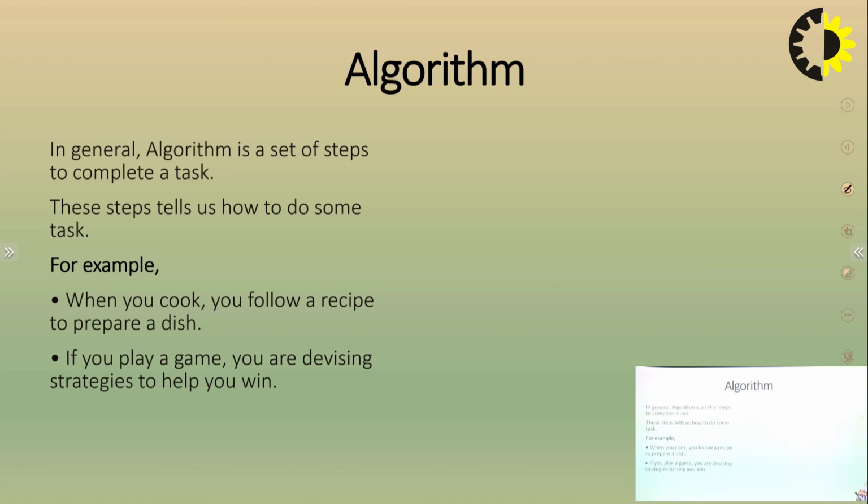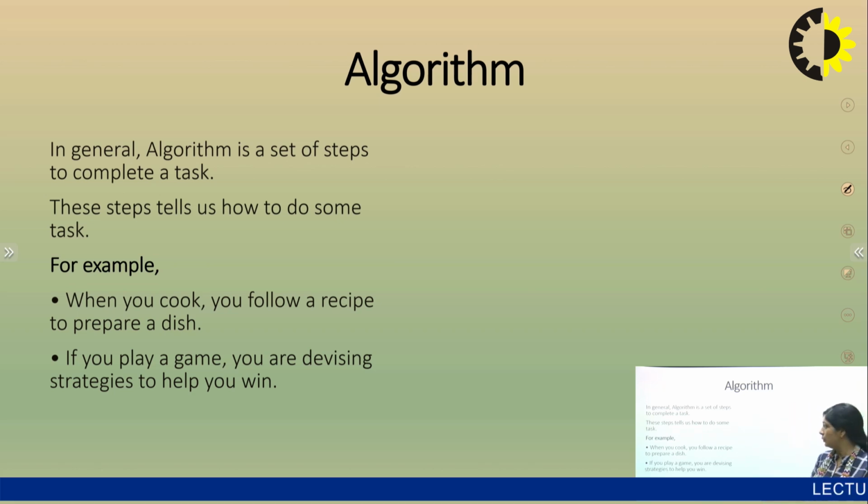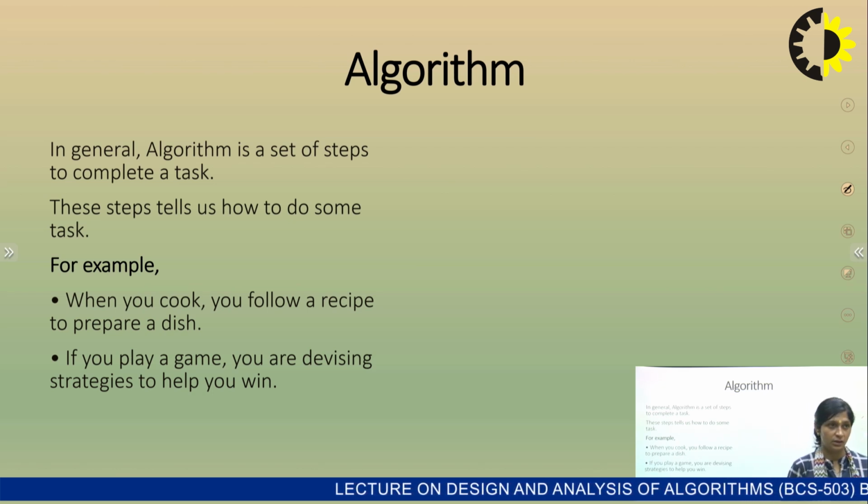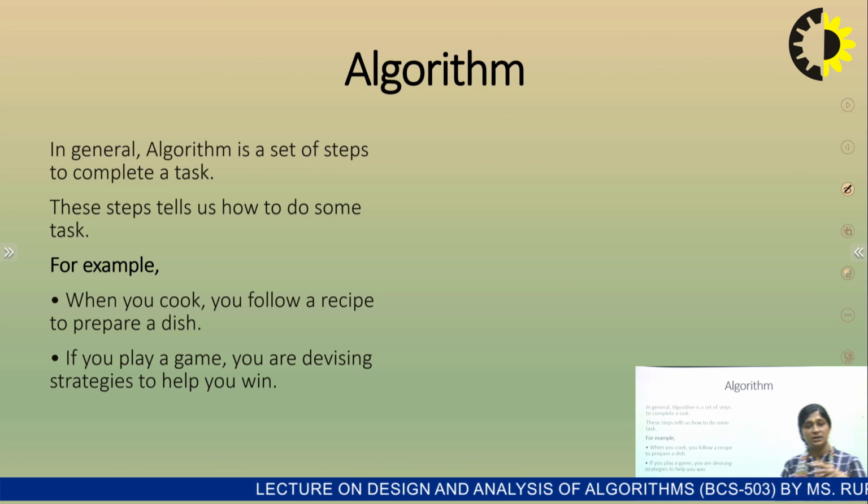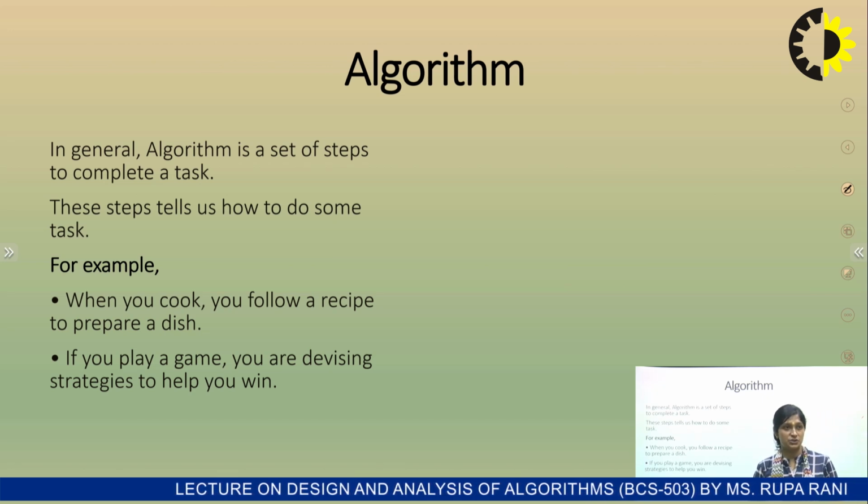Now we will see the first topic, algorithm. What is an algorithm? Algorithm is a set of steps to complete a task. Now I am going to take an example. When you cook, you follow a recipe to prepare a dish. This is a live example. Second, when you play a game, you are devising a strategy to help you win. Means you have to follow some strategies to win the match.